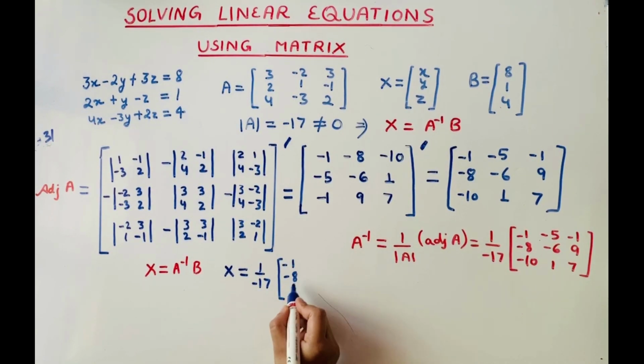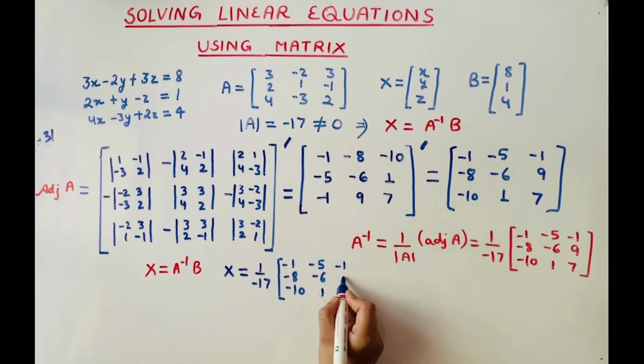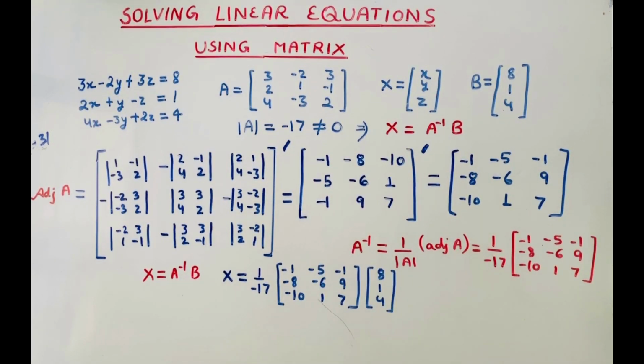1 minus 1, minus 8, minus 10, minus 7, minus 6, 1, minus 1. So here we have the values. Here I have taken the values of A inverse and B. Now you have to find the product of these two and you will get the values of x. So here I am keeping this negative 1 by 17 outside, and then I will just find the product of this only. So what will we get, let's see.